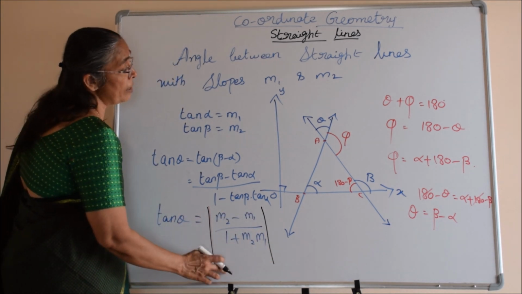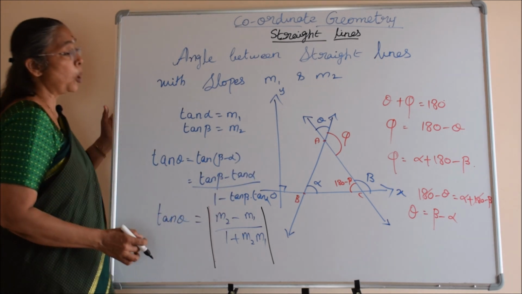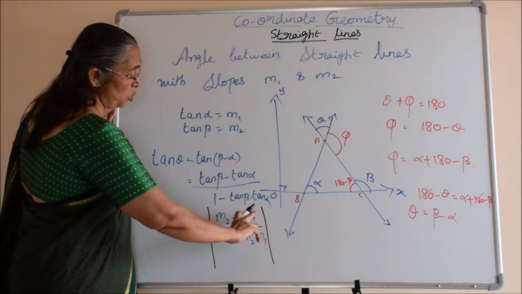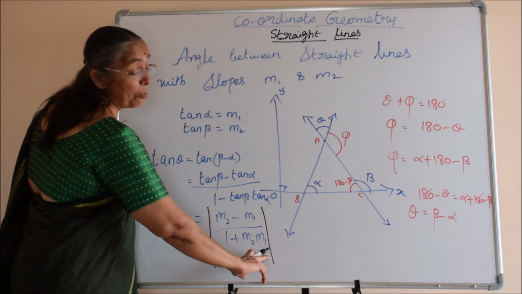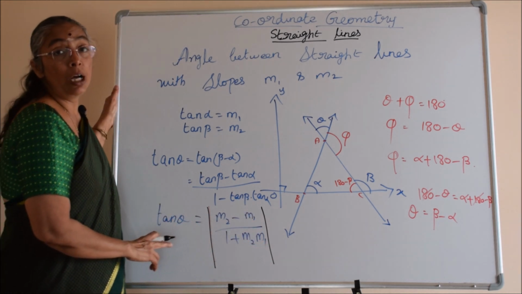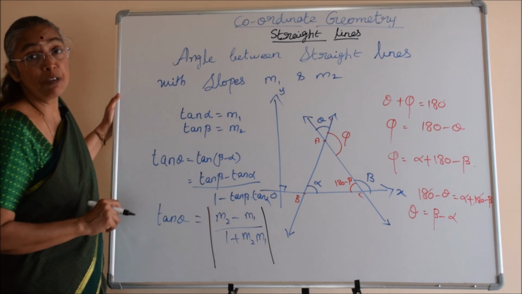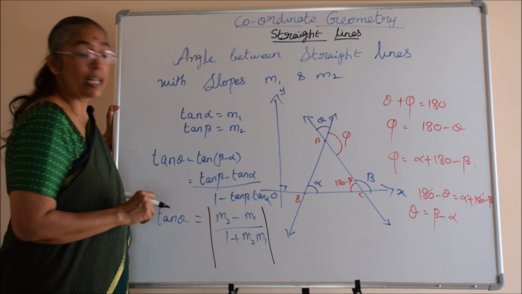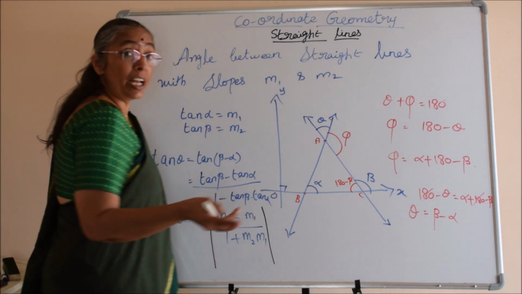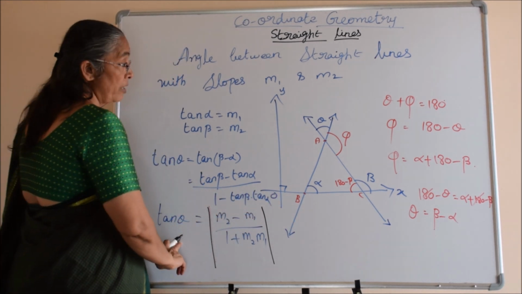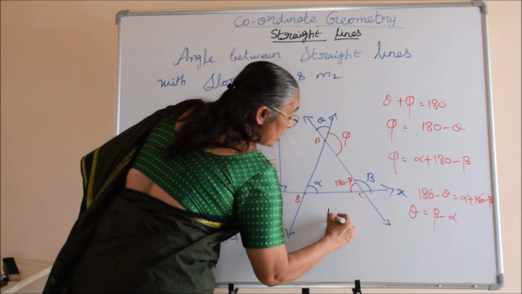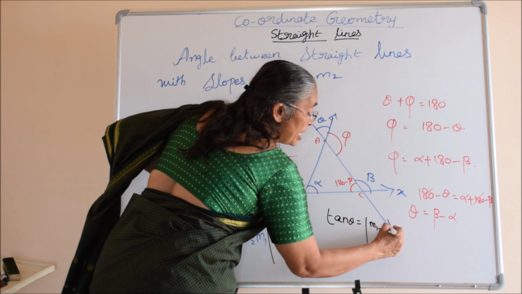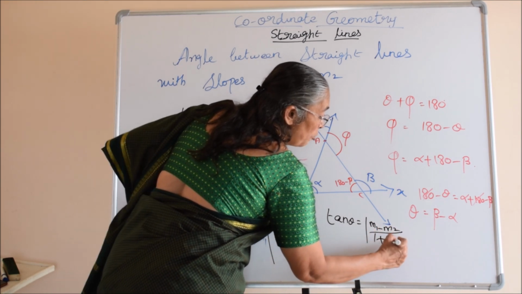So, the angle between two straight lines having the slopes m1 and m2 is given by tan theta is equal to m2 minus m1 by 1 plus m2 m1. Using this formula also, you can verify the conditions for the two lines to be parallel and perpendicular. We got the formula: tan theta is the modulus of m1 minus m2 by 1 plus m1 m2.